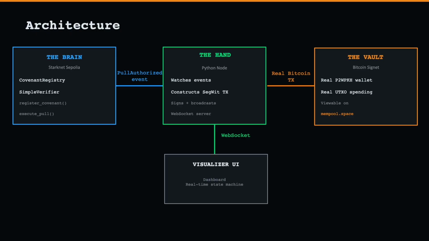Here's the architecture. Three components. The brain is Starknet Sepolia. It holds the Covenant registry and verifier contracts. The hand is a Python node. It watches for on-chain events, constructs and signs real Bitcoin transactions, and broadcasts them. The vault is Bitcoin Signet, a real P2WPKH wallet, real UTXOs, viewable on mempool.space. A WebSocket connection feeds everything to the visualizer UI in real time.